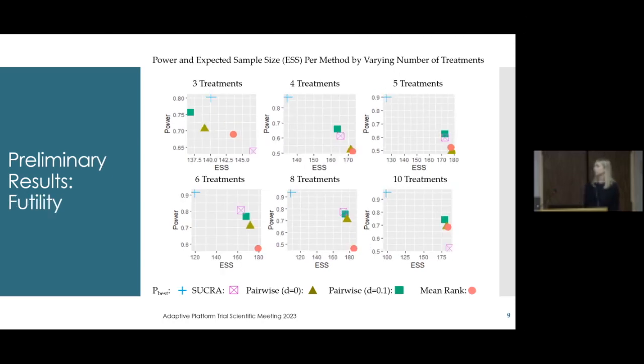The other scenario was our futility scenario. And in this case, we selected 1 treatment to perform worse than all the others. And we wanted to see how well each method could identify that treatment and drop it from the trial. So power in this case is just the proportion of trials that dropped the correct treatment. In this case, p-best does perform better than all other ranking methods, both in terms of power and expected sample size. It consistently has a power around 90% for all of the scenarios, where the other ranking methods are below 80%.